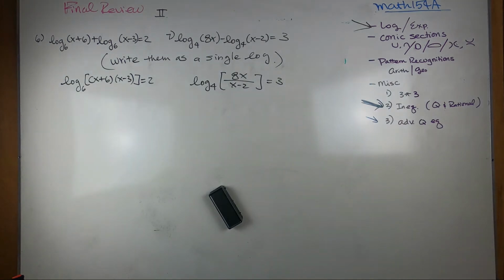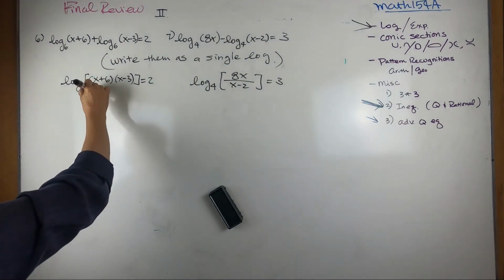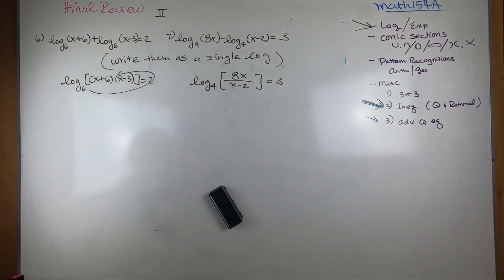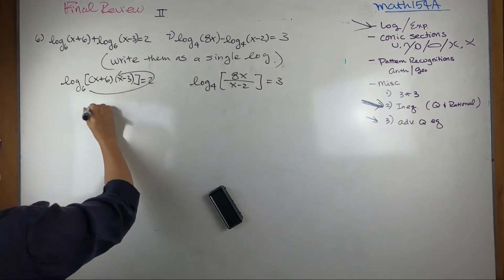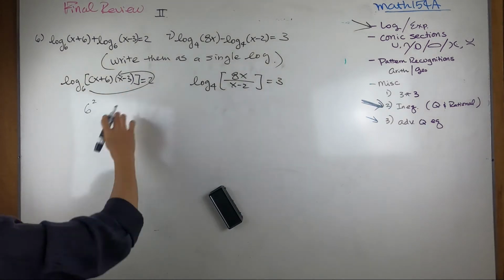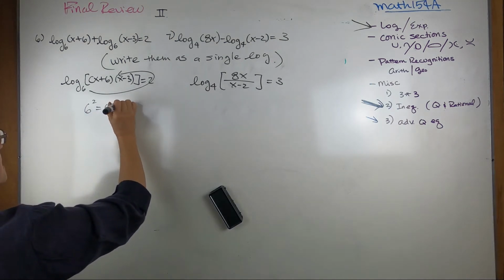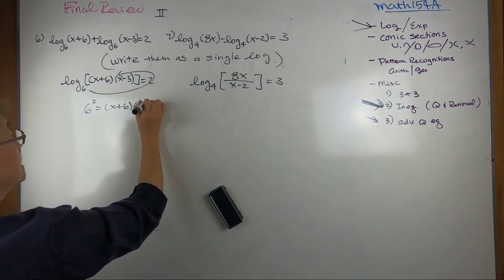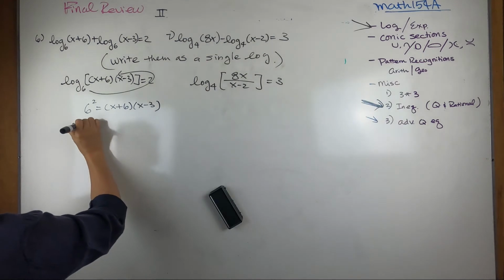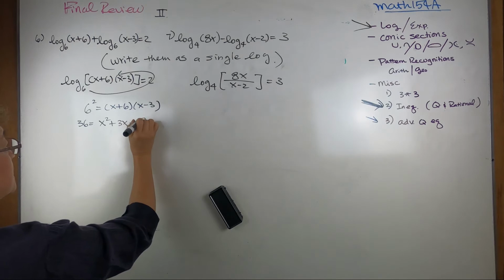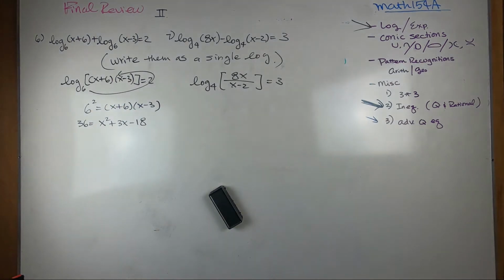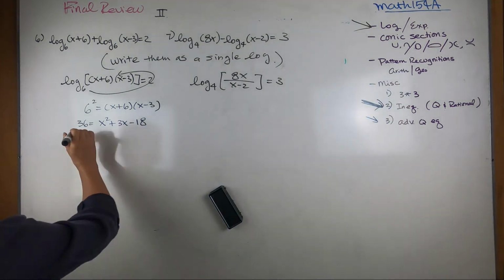Then what do we do to solve log equations? We have to hook it to change to an exponential equation. So when you hook it, it means what? Square, don't multiply them, right? Then it should equal the inside, then we'll have 36 equals x squared plus 3x minus 18. You just FOIL them out, right? And you solve it.